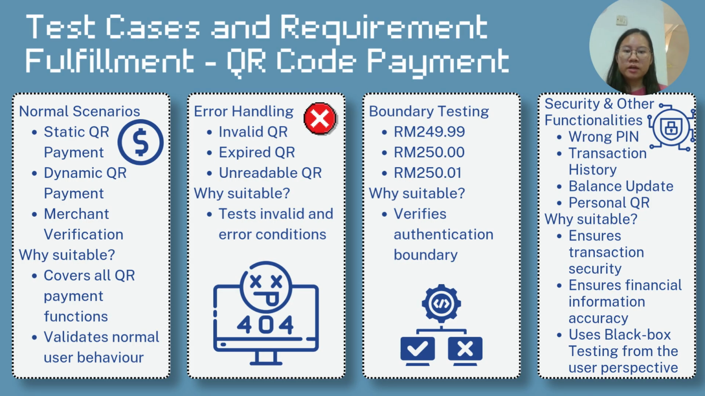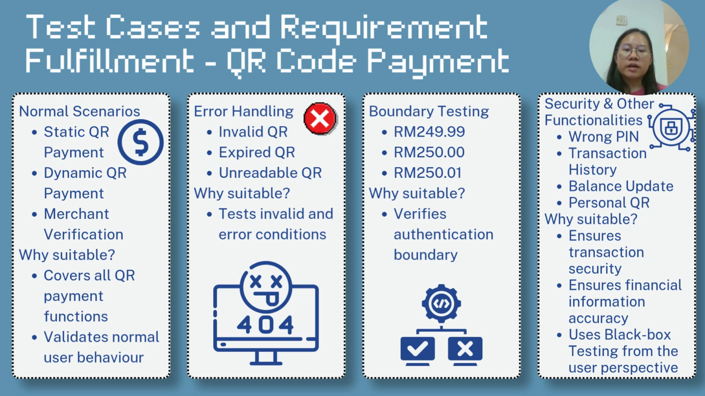For QR code payment, a total of 14 test cases were developed and grouped into 4 categories. First, normal scenarios are tested, including static QR payment, dynamic QR payment, and merchant verification before payment. These test cases covered all major QR payment functions, validate common user activities, and ensure the QR payment feature operates correctly during normal usage. Second, error handling is tested through invalid, expired, and unreadable QR codes to ensure the system displays appropriate error messages, detects invalid inputs correctly, and prevents incorrect and unauthorized transactions.